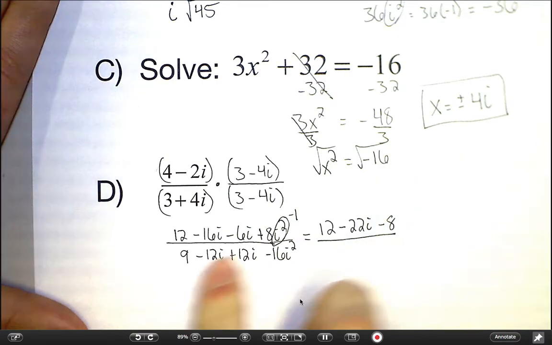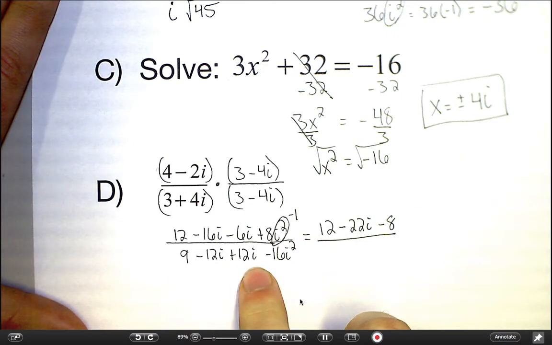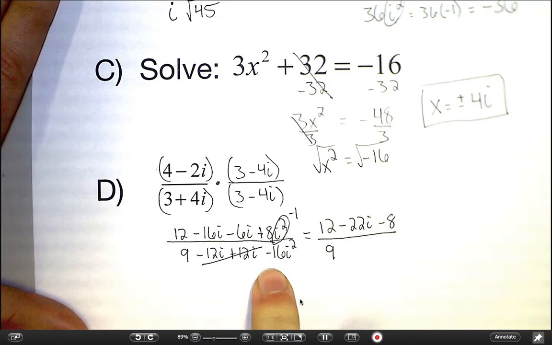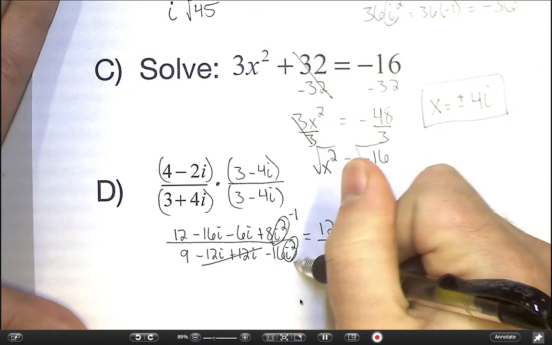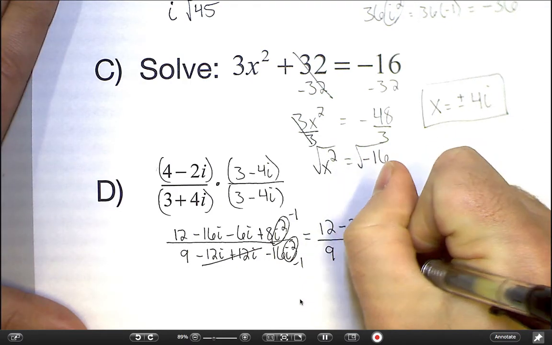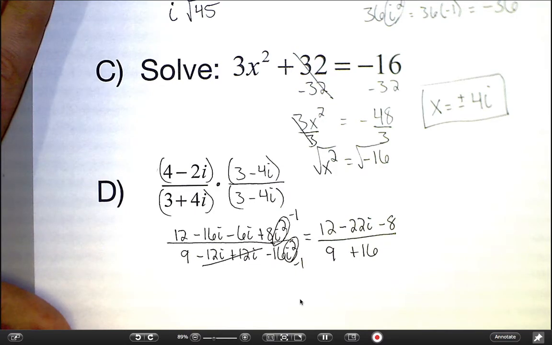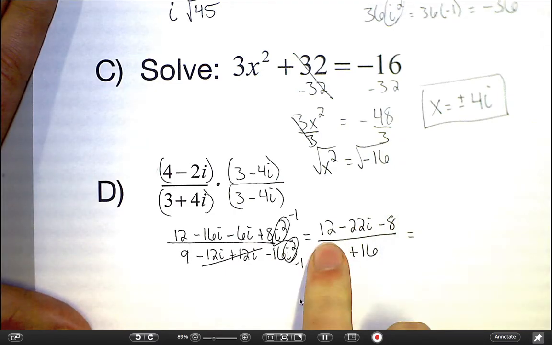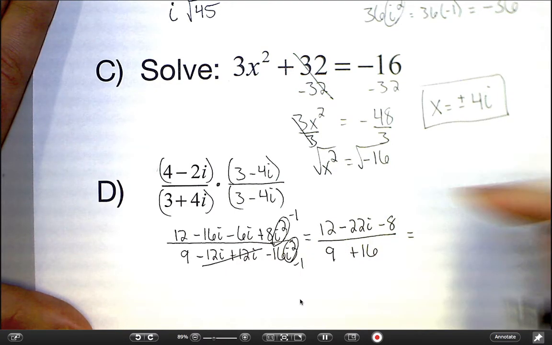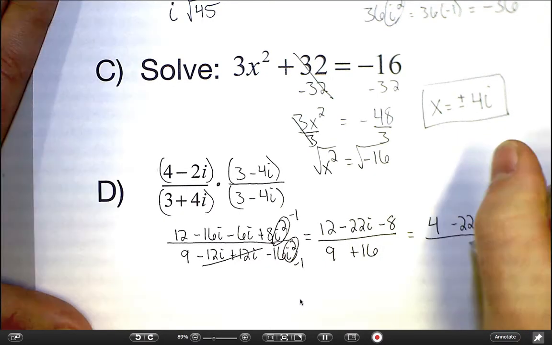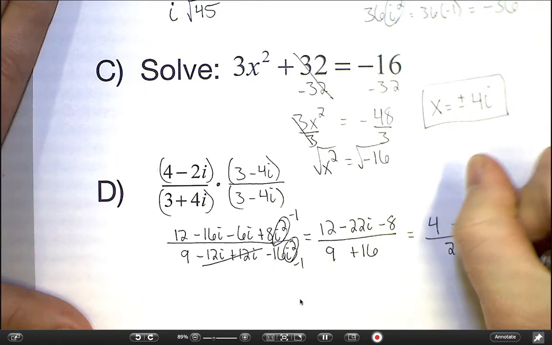Okay, on the bottom I have the 9 with my negative 12i and my positive 12i. Those will cancel, leaving just the 9. And I have the negative 16i squared. Again, i squared is the same thing as negative 1. Negative 16 times negative 1 is a positive 16, and we're good to go there. Last thing I need to do is start to combine some of my just regular real numbers together. So I have 12 minus 8 gives you 4, minus 22i, all over 9 plus 16 is 25.